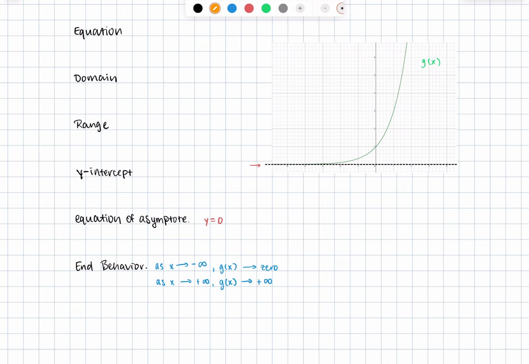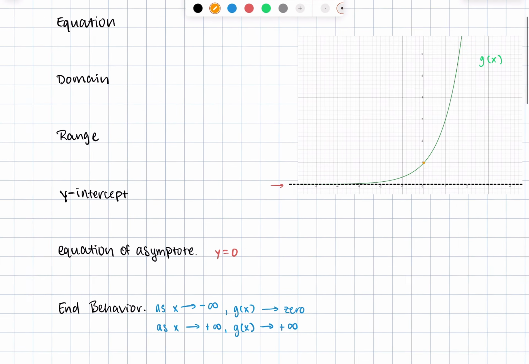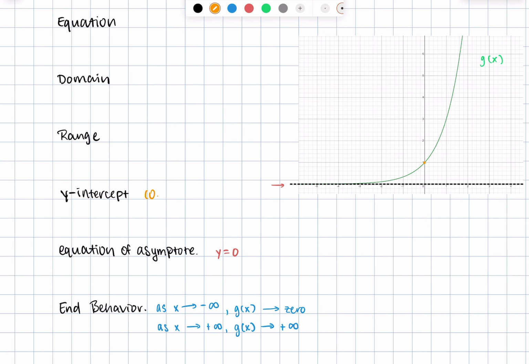Now, let's look at our next one, the third characteristic, which is the y-intercept. Y-intercept is where x is 0. So x is 0 on the graph at this point right here, and that is 1. So the y value is 1. So it's (0, 1).